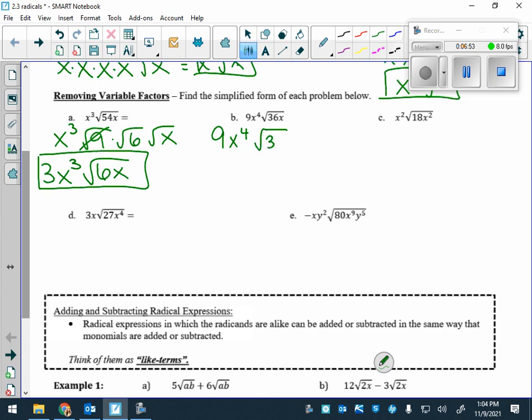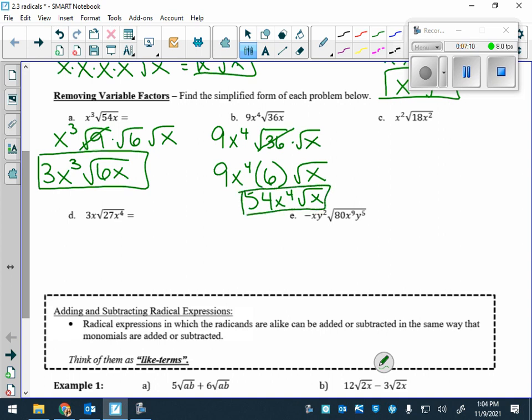What's the square root of 36? I'm going to just stop you right there. Just 6, right? So you have 9x to the 4th times 6, and root x. So you have 54 x to the 4th root x. You could do 9 and 4, but just remember 3 is coming out and a 2.